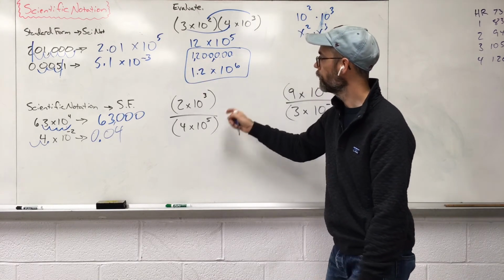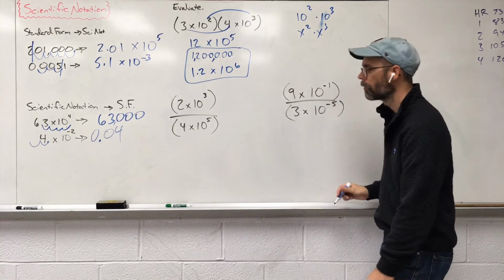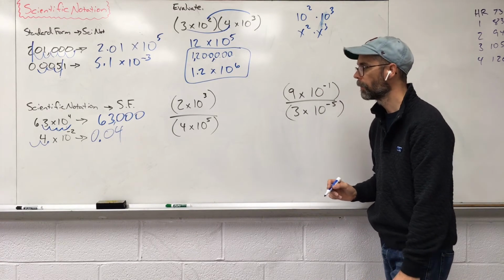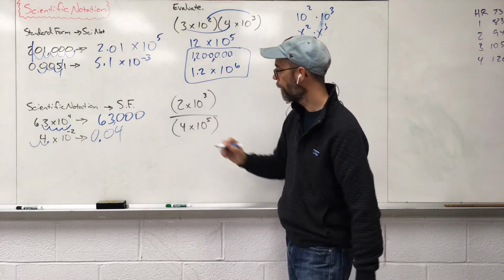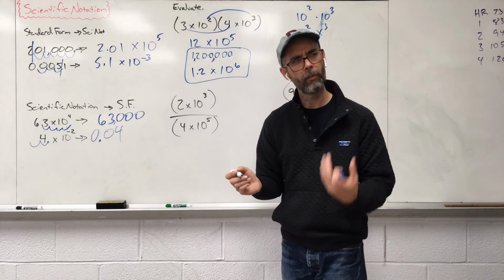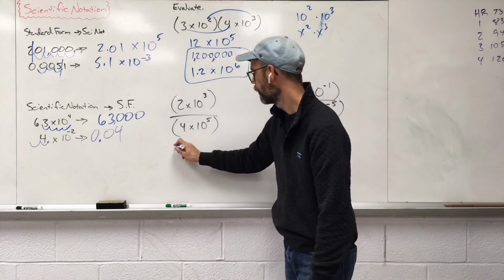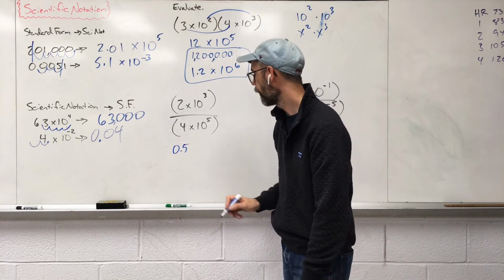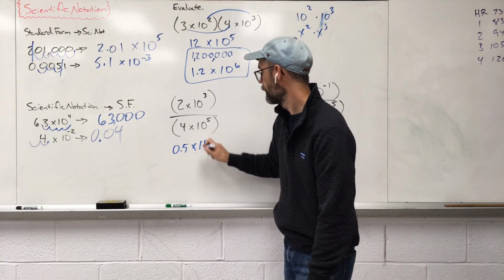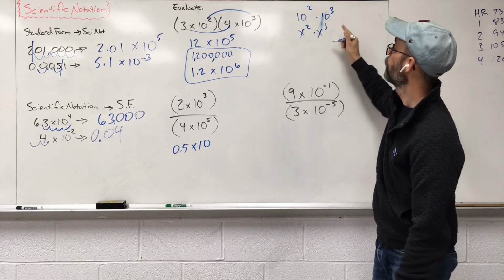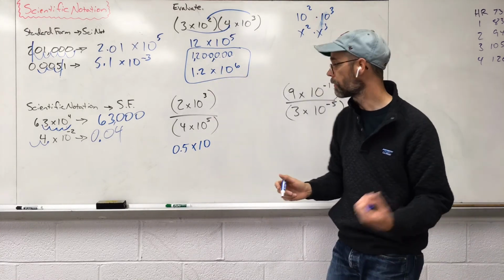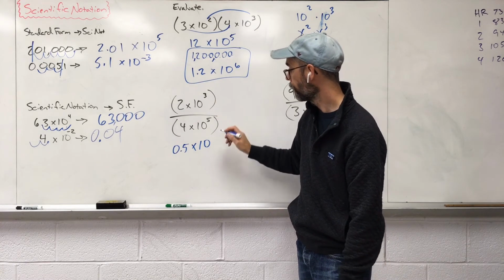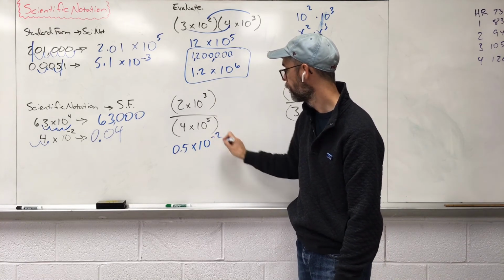All right, let's do it with division now. So when it comes to division, same process. 2 divided by 4 is going to give us a half. Now, can we give that as a decimal? It's going to be 0.5. Now, when we had our exponents next to each other, we added. When you have exponents up and down, we need to subtract. 3 minus 5 is going to give us -2.